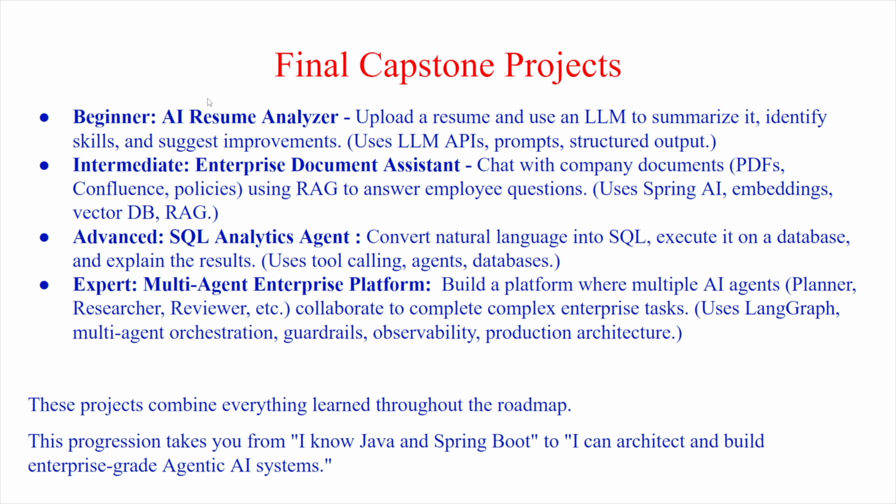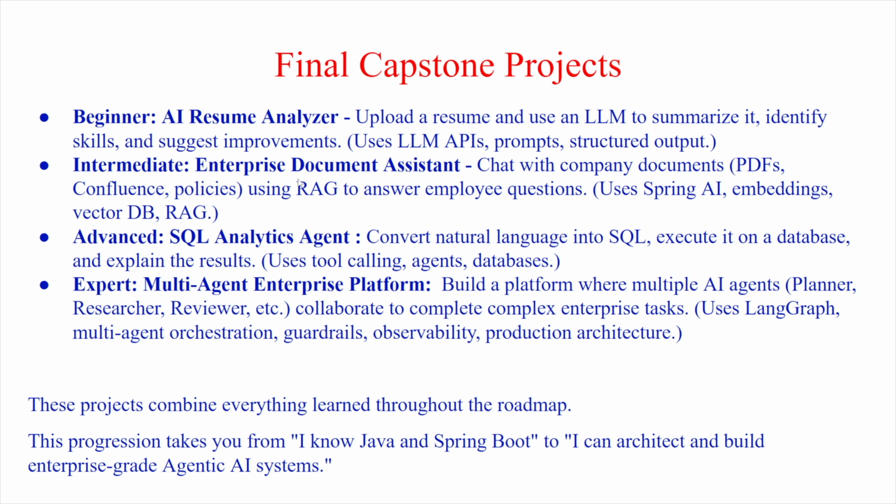So at the end, you can create these 4 kinds of projects which will help you become a beginner, intermediate, advanced, and expert kind of person. So in the beginner, you can create an AI resume analyzer, where you will upload a resume, use an LLM API to summarize it, identify skills, and suggest improvements. This is a very basic phase 0 kind of stuff where you use LLM APIs, prompts, and structured outputs.